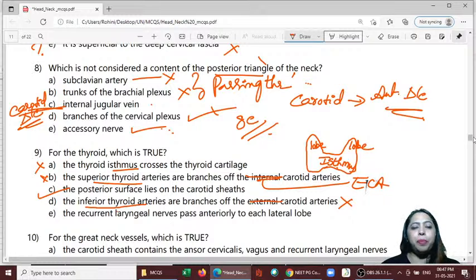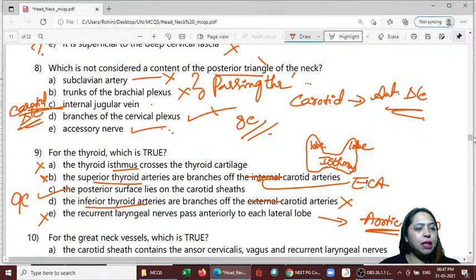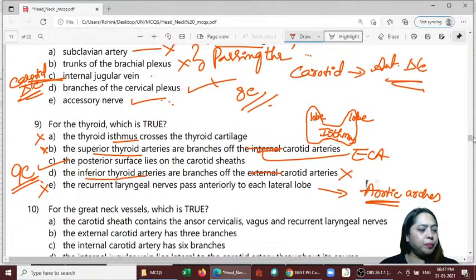Recurrent laryngeal nerve passes anteriorly to each lateral lobe. That is also wrong. So with all these things, you must remember recurrent laryngeal nerve, it hooks on to the aortic arches. So it has got nothing to do with the thyroid. So this is the correct statement. Ninth one has the statement C. So 9C is the correct answer. Next one, we'll move on to the next one.